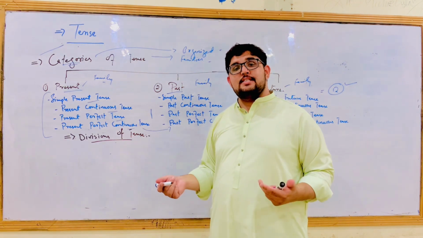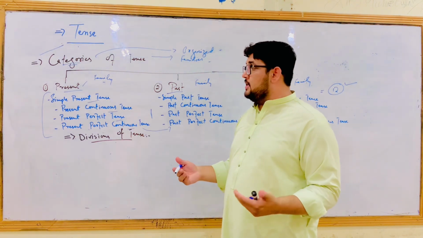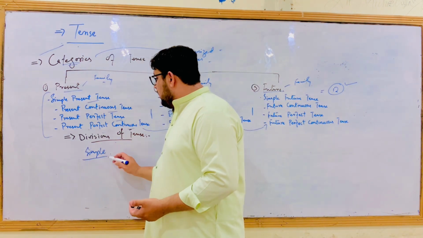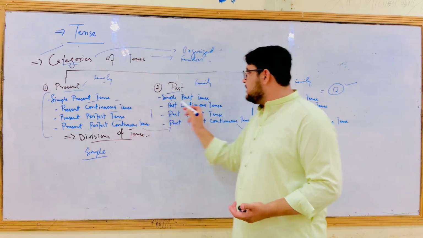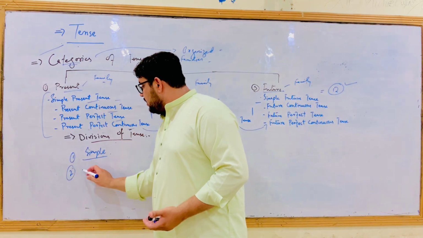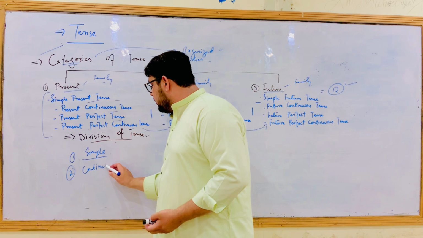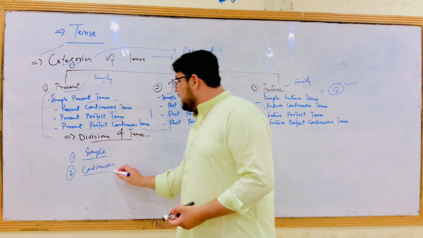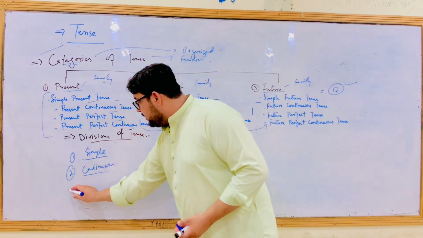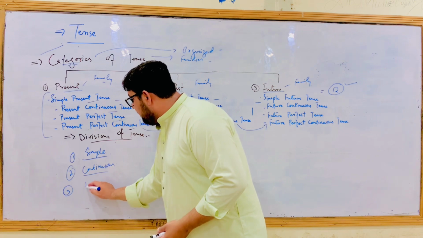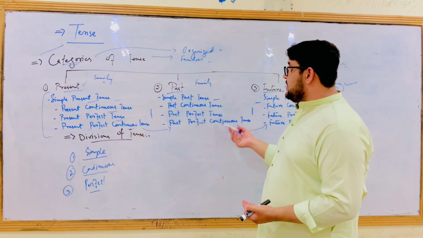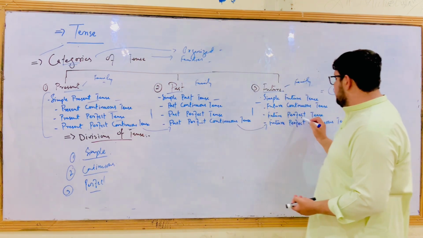They are unorganized. And they are not in families, they are mixed. Like we have a simple category, in which we have 3 simple tenses: simple present tense, simple past tense, and simple future tense. Then the next is continuous category. Continuous category also has 3 subtypes, like present continuous tense, past continuous tense, and future continuous tense. The third is perfect division. So it also has 3: present perfect, past perfect, and future perfect tense.